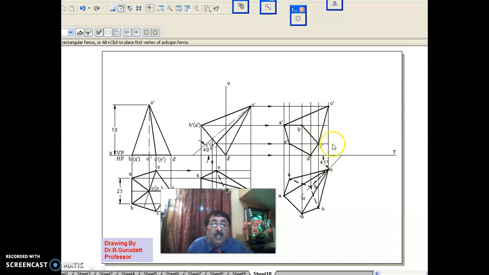If B is the nearer corner edge, O dash B dash should be darkened in the view. And O dash E dash and O dash D dash, they are the back corner edges. As a result, they cannot be seen. Hence, we will make them dotted. And finally, take the projector from O1 and show the axis.